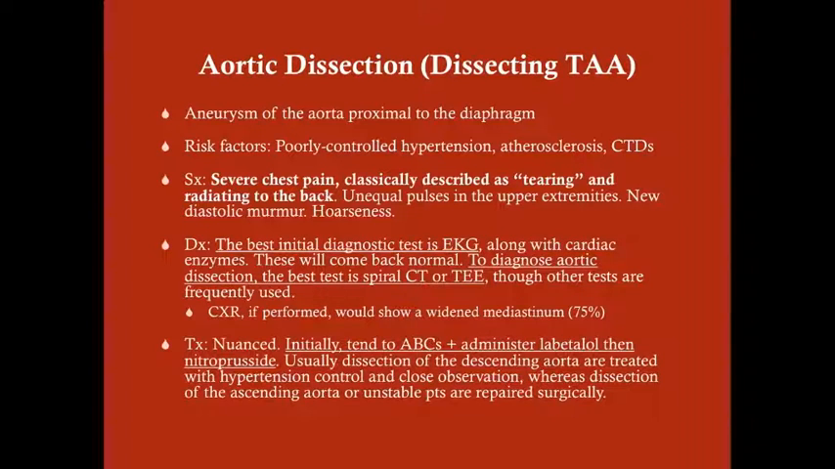Now, surgically, what's our definitive therapy? I don't think you're going to be asked about that. But whether or not we intervene surgically depends on a lot of factors. Usually the rule of thumb is if it's affecting the descending aorta, we don't treat them surgically unless they're unstable. We just treat their hypertension and observe them in an ICU setting. But if it's a dissection of the ascending aorta, or if it's an unstable patient, we're going to repair them surgically.